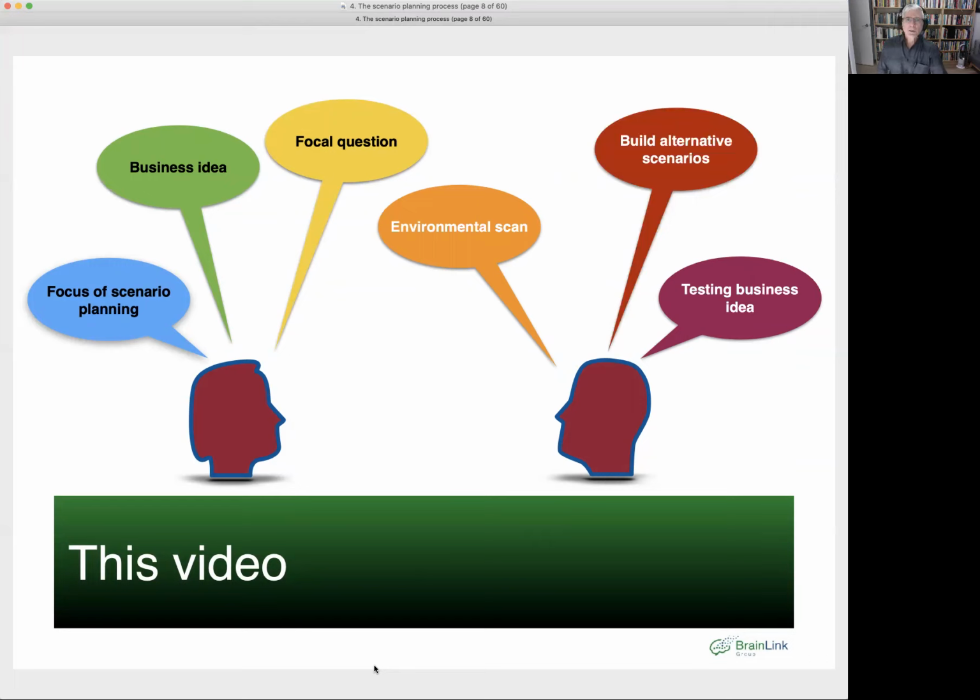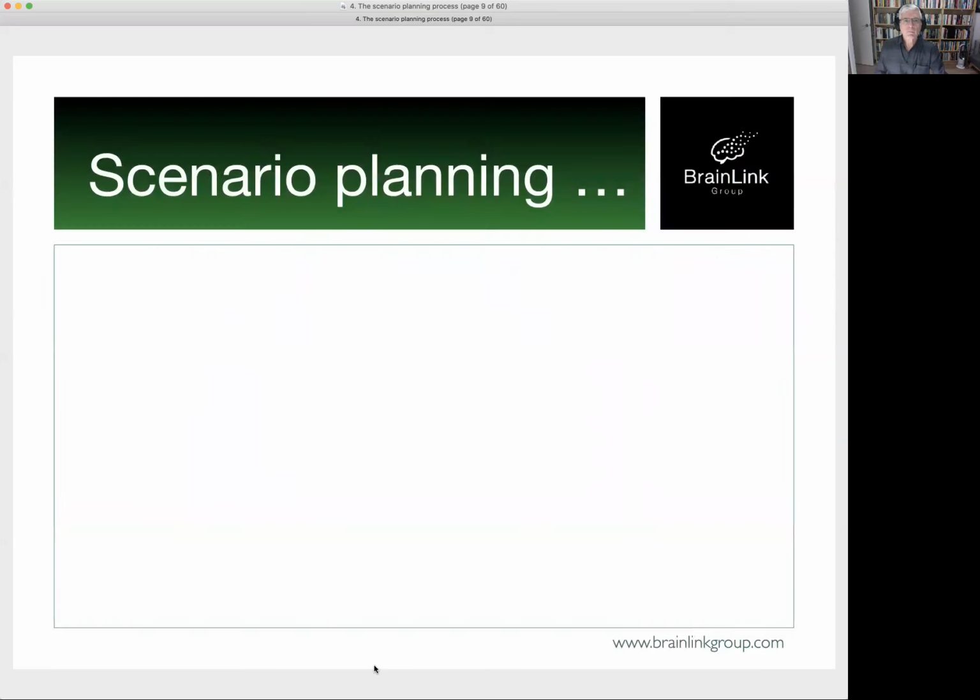So you'll notice that after we've dealt with the focus of scenario planning, we start with a business idea and we end off with a business idea. And that's because scenario planning really starts with the business as you imagine it to be now. The business idea really describes the business as it is now. And at the end of the process, we come right back to that and we say, now, given these changes in the environment, how will this business idea really work in the future? More of that as we go through it.